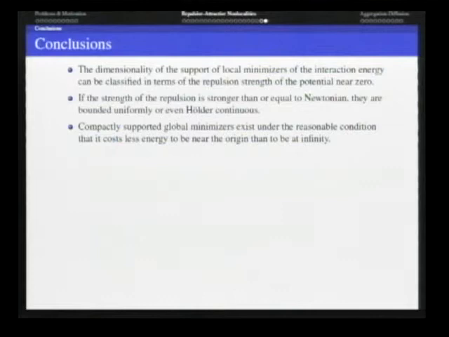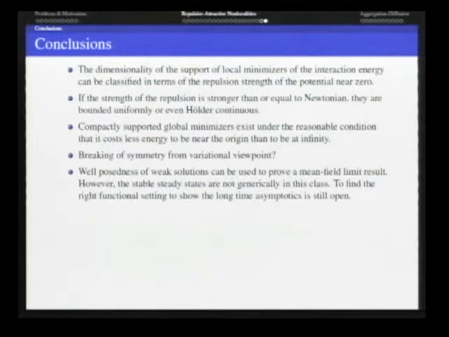And some open problems from my viewpoint here is that you saw this breaking of symmetry that happens in many cases for the simulations with particles. We don't know how to catch that from the variational viewpoint, and I think it's quite interesting. And the comment I just made about the evolution: the stable steady states are not generically in the class L1 Lp, in which we are able to show this mean field limit.